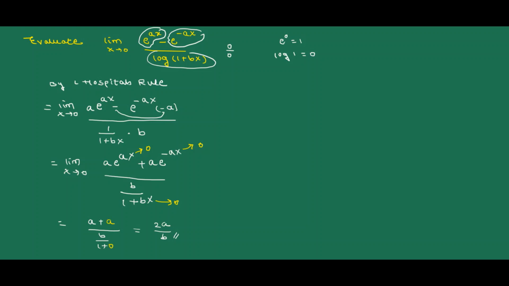Next example, evaluate limit x tends to 0 of (1 minus root of 1 minus x square) divided by x square.